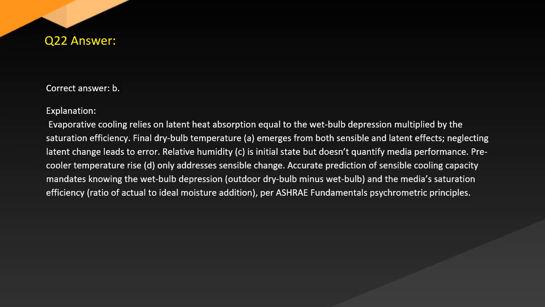Correct answer: B. Explanation. Evaporative cooling relies on latent heat absorption equal to the wet bulb depression multiplied by the saturation efficiency. Final dry bulb temperature, A, emerges from both sensible and latent effects. Neglecting latent change leads to air of higher relative humidity. C is the initial state but doesn't quantify media performance. Pre-cooler temperature rise, D, only addresses sensible change. Accurate prediction of sensible cooling capacity mandates knowing the wet bulb depression, outdoor dry bulb minus wet bulb, and the media's saturation efficiency, the ratio of actual to ideal moisture addition, per ASHRAE Fundamentals psychrometric principles.